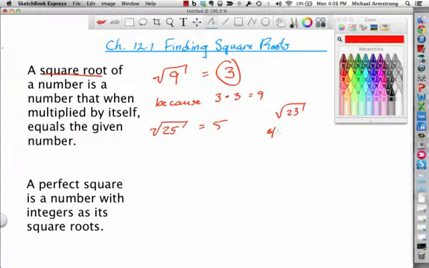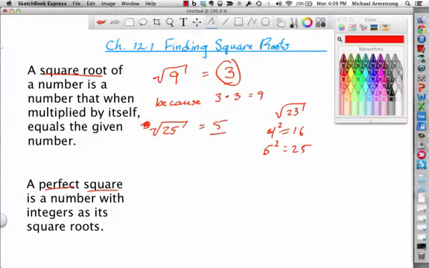Okay, so a perfect square is a number with integers as its square root, and an integer is a whole number, kind of. You could also include negative numbers, but square roots are typically going to be positive. Well, we're going to get into plus and minuses later, but we're not going to do that now, so we'll just not even talk about that. So, a perfect square is a number with integers as its square roots.